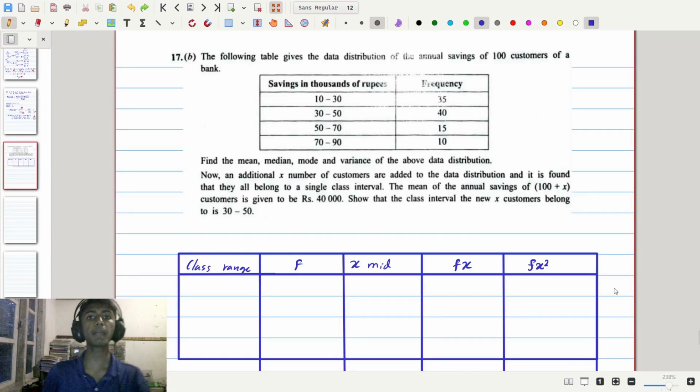2025 A-Level Combined Mathematics Paper 2 Part B, question number 17, Part B. Part A of this same question was discussed in a previous video, link in the top right. Part B of this question has to do with data and statistics.